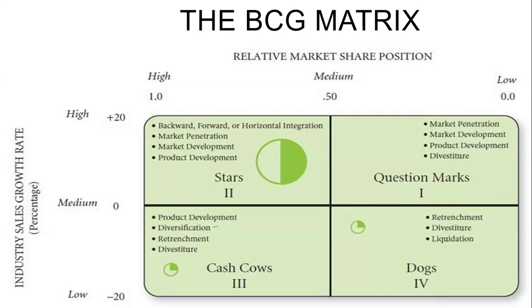Okay, so that is the BCG matrix. Hello, I have a question. Okay. So my question is on the question marks. What if the division that has the low market share is like the core of the business?